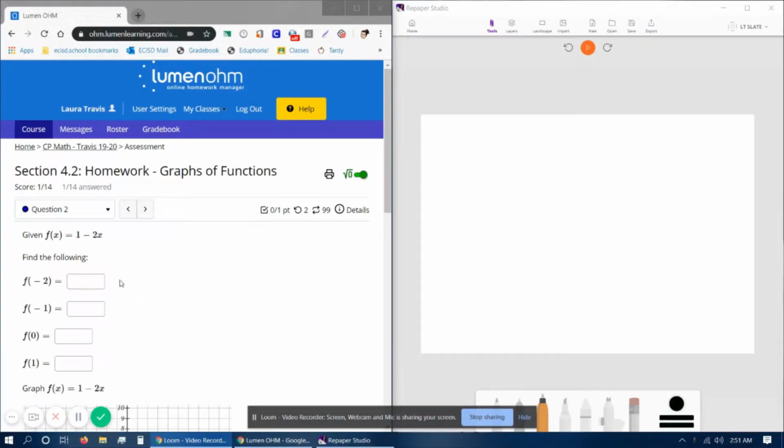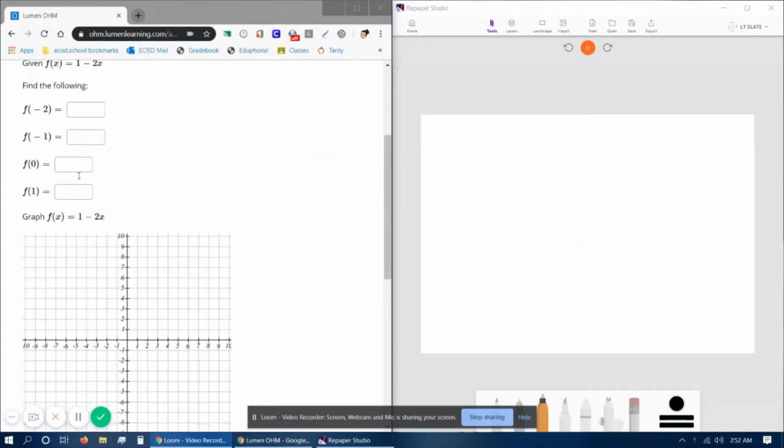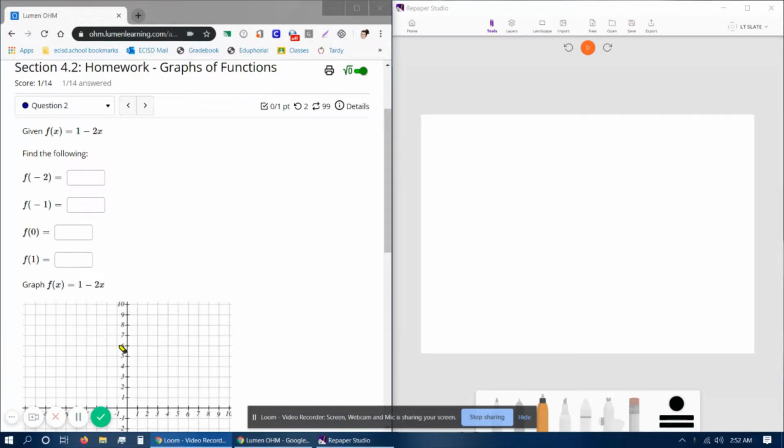Question 2 gives us a function and asks us to evaluate it for several values and create the graph. Now you can plug these values in for x and use them to graph the line, but I find it easier to graph the line first and then find the values from the graph. To do that, I'm going to find the slope and y-intercept for this function. Remember that slope is the number in front of x, and the y-intercept is the constant number by itself.